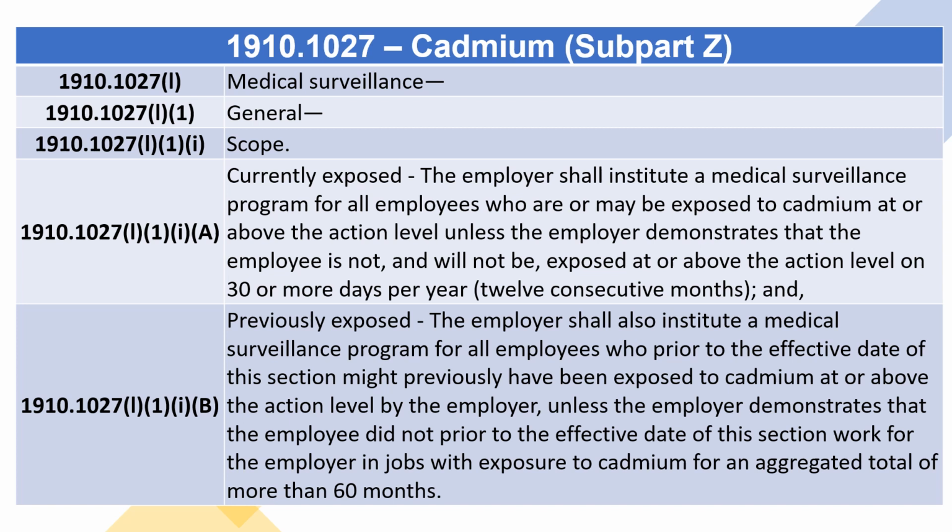Currently exposed: the employer shall institute a medical surveillance program for all employees who are or may be exposed to cadmium at or above the action level, unless the employer demonstrates that the employee is not, and will not be, exposed at or above the action level on 30 or more days per year (12 consecutive months). Previously exposed: the employer shall also institute a medical surveillance program for all employees who, prior to the effective date of this section, might previously have been exposed to cadmium at or above the action level by the employer, unless the employer demonstrates that the employee did not, prior to the effective date of this section, work for the employer in jobs with exposure to cadmium for an aggregated total of more than 60 months.